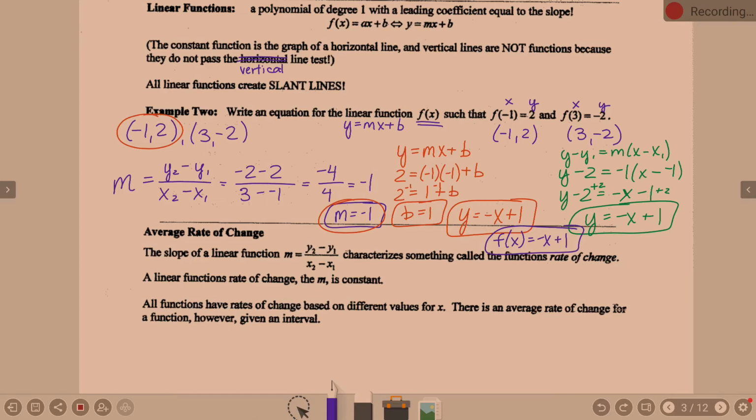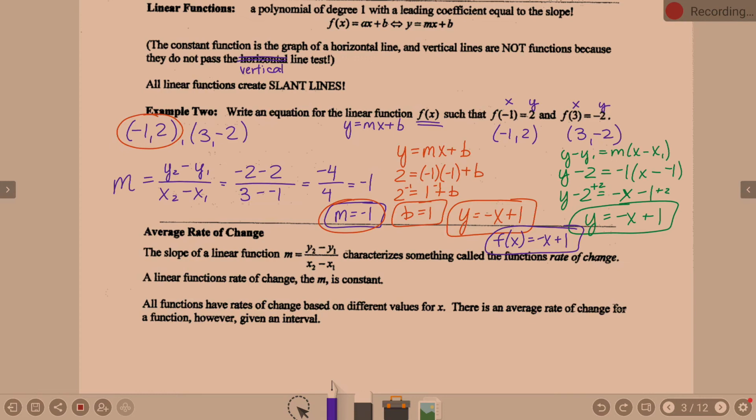And average rate of change, to me, is a fancy way of saying slope. The slope of a linear function, m equals y2 minus y1 over x2 minus x1, characterizes something called the function's rate of change. All linear functions' rate of change, the m, is constant. So as you follow a line or a curve, at what rate is that curve changing? With a linear function, it's always the same, okay?